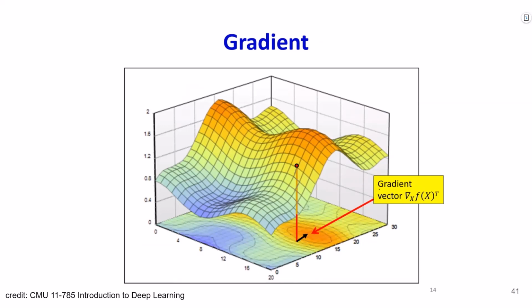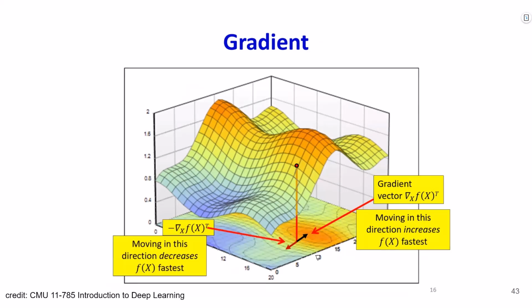Pictorially, the gradient vector looks like this. So it points one direction. And moving in this direction increases f(x) fastest. And by taking the negative direction, then you could decrease f(x) fastest. And what would you want to do when you want to decrease the loss function? We're going to take the direction of the negative gradient because we want to decrease the loss value.